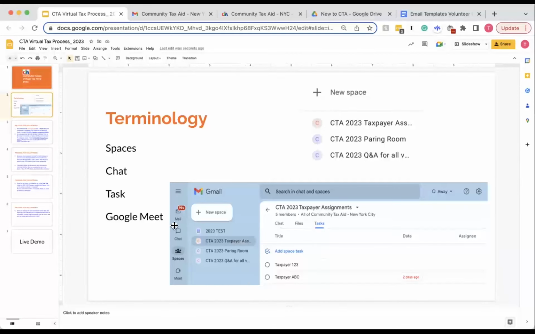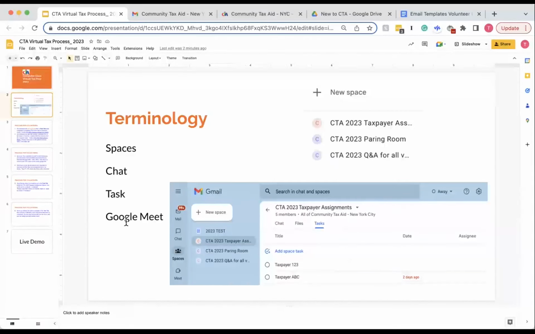Most of the chat happens in the Q&A if you have any questions, and files don't get posted in this public space. They'll only be posted to the Google Drive. So you want to go to the tasks tab over here, and that's where you're going to see this layout where it says the taxpayer's name, a date, and the assignment.